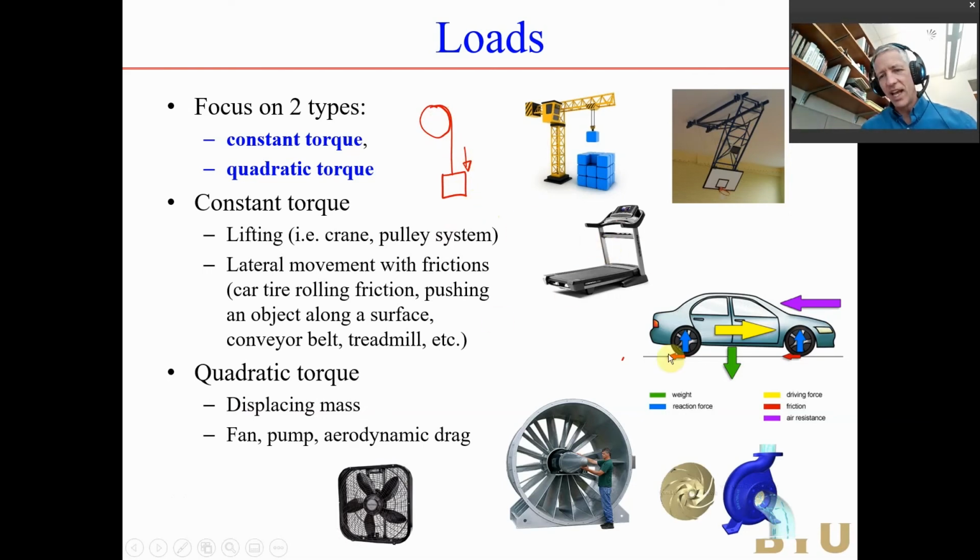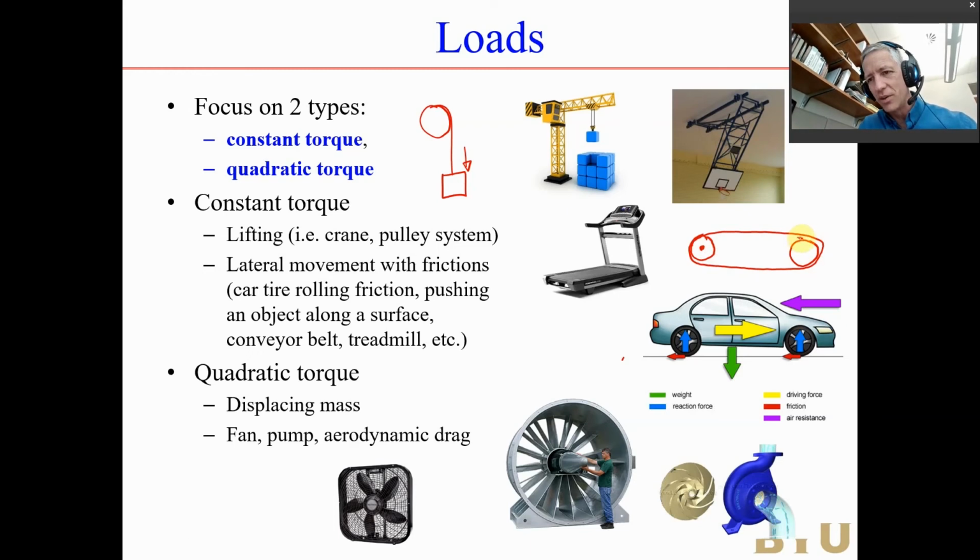Similar with a lateral type system. If I have a treadmill, the treadmill really has a motor sitting here driving a belt around here. The torque on this system is going to be related to the friction. The friction is going to have an opposing force against the rotation. So if this is my torque going this way and I have some friction on it, then that's going to be the same. The amount of friction is independent of how fast it's going. So I have a constant torque independent of speed.